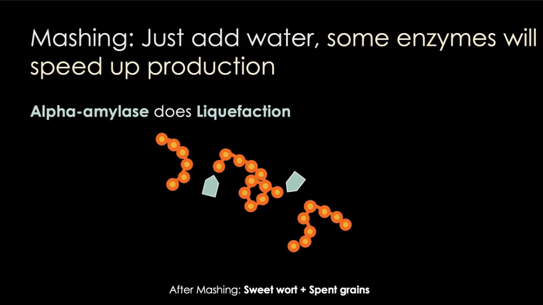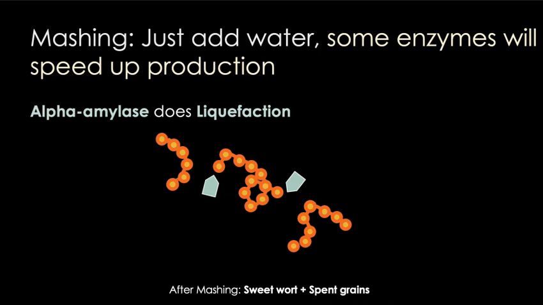So, after alpha amylase has done its job, we have shorter molecules, but they're still too long for yeast to digest. Pretty much we are just preparing a good meal and chopping salad, but instead of chopping salad, what we're chopping is a starch molecule, and our main chopper is our alpha amylase.